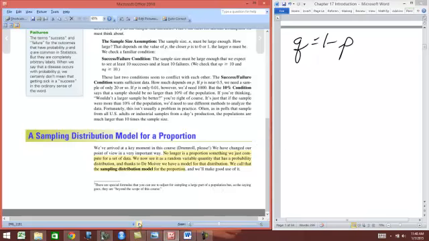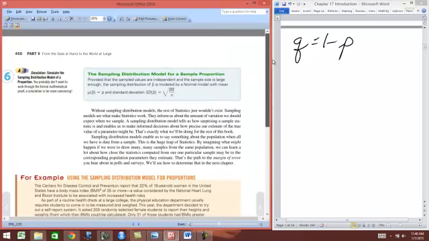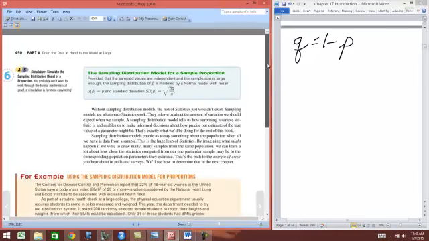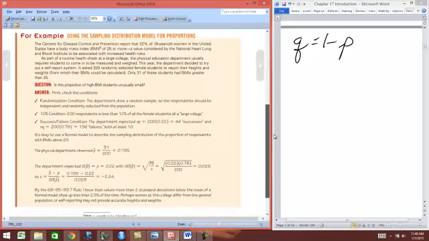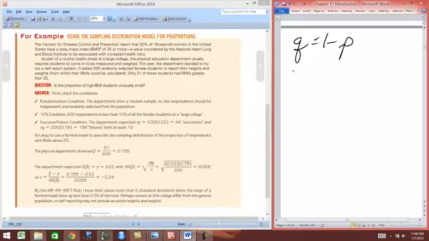So let's use this thing. Let's go to the next page. So we got our sampling distribution model. All right. So let's use it for proportions. So let's go back to this. Okay. The CDC is a good source of population parameters. And here's another one. Okay.